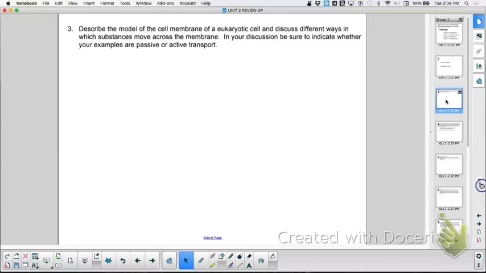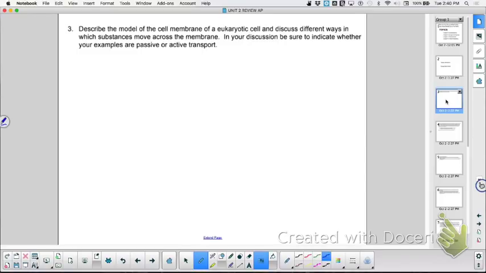So the first one on there is: describe the model of the cell membrane of a eukaryotic cell. The first thing you need to do is tell me the components of a cell membrane. What are the different parts? And then the different ways in which substances move across the membrane. In your discussion, be sure to indicate whether your examples are passive or active transport.